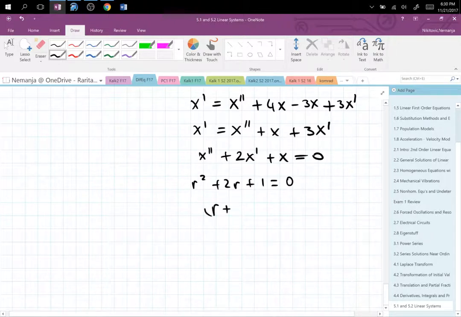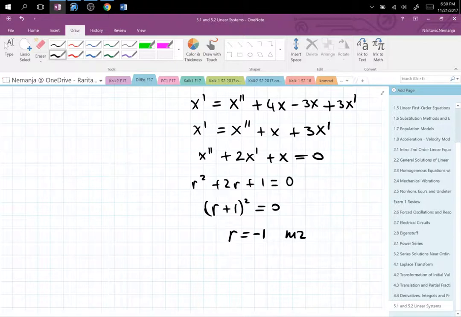So this is r plus 1 squared equals 0. So r is equal to negative 1 with multiplicity 2. So we have a repeated root. And what happens when we have a repeated root? Not add, I need to multiply by x, yes. So we have that x of t.